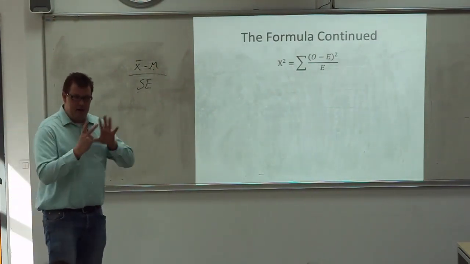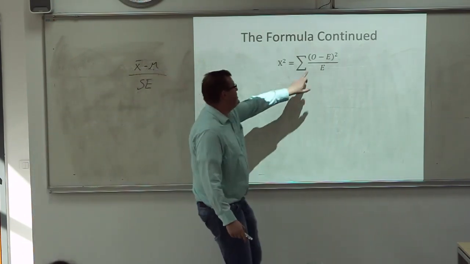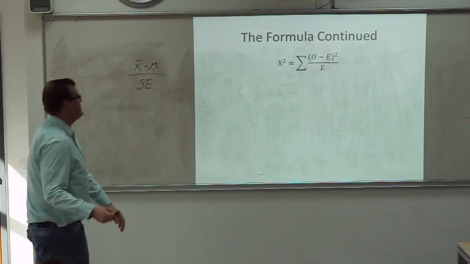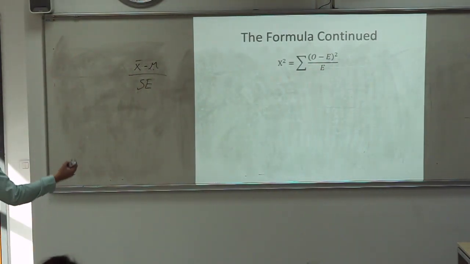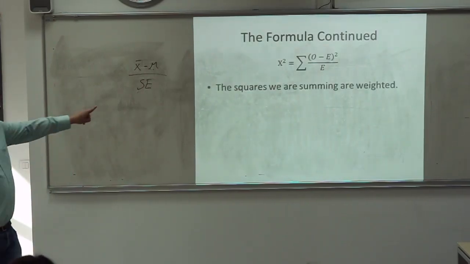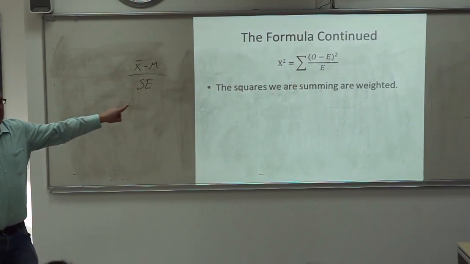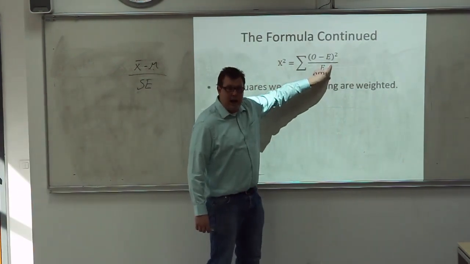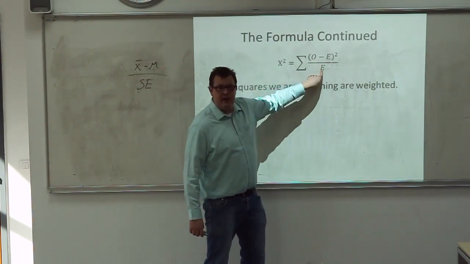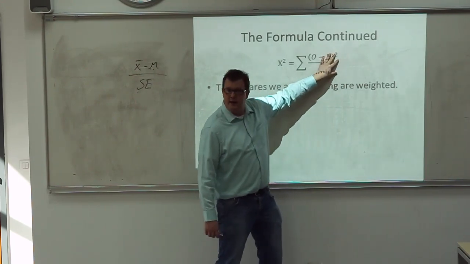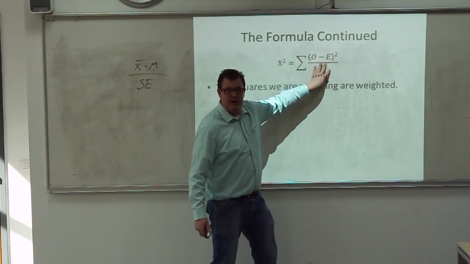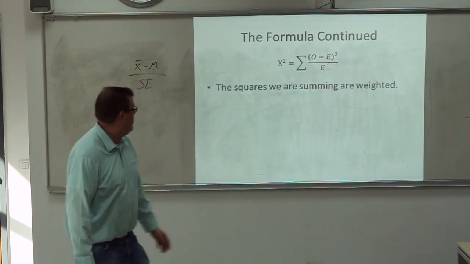So there's the formula, much more condensed. O means observed, E is expected. So chi-squared is the sum of the squares of the differences between observed and expected, divided by what we're expecting. So the sums that we are squaring are weighted, right? That is this part right here. We're weighting it. If E is big, then this sum of squares will be smaller. If E is really small, this sum of squares will be bigger, right?